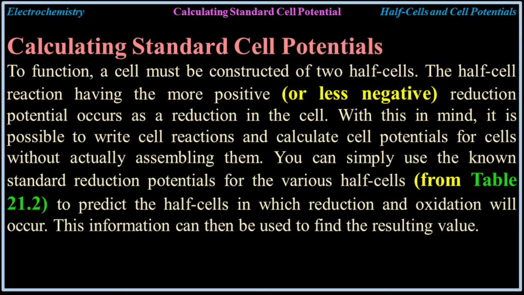Calculating standard cell potentials. To function, a cell must be constructed of two half cells. The half cell reaction having the more positive or less negative reduction potential occurs as a reduction in the cell. With this in mind, it is possible to write cell reactions and calculate cell potentials for cells without actually assembling them. You can simply use the known standard reduction potentials for the various half cells from table 21.2 to predict the half cells in which reduction and oxidation will occur. This information can then be used to find the resulting value.